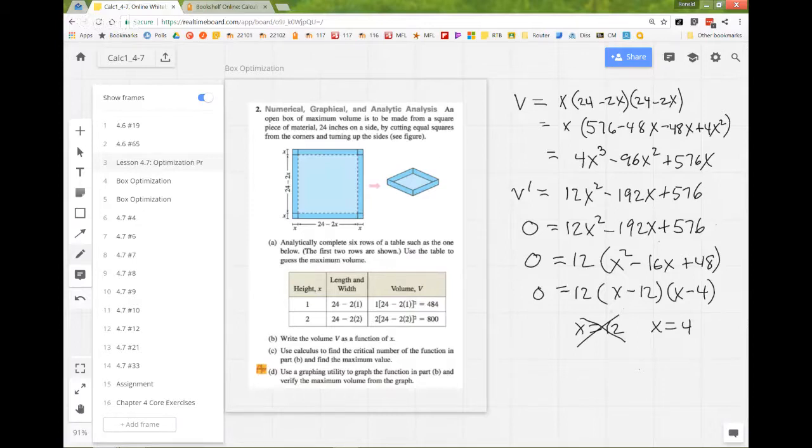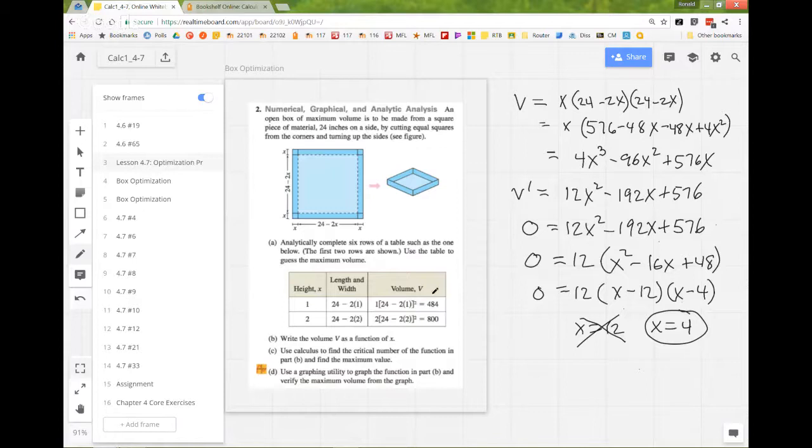So how about 4? Sure. If you cut out 4 out of the bottom, that's 8 off. The bottom would be 16. So this right here is the best cutout we can do. And then let's figure out what the volume is at that stage.